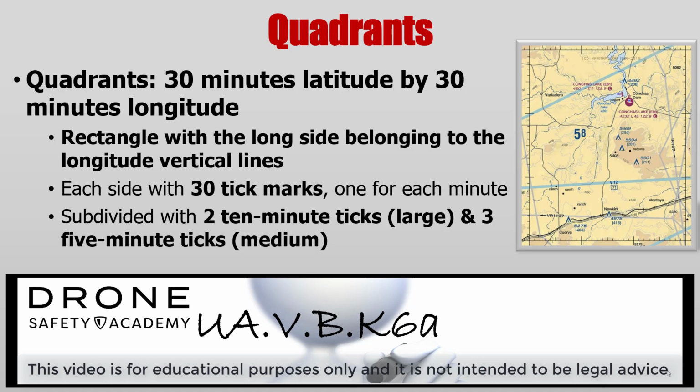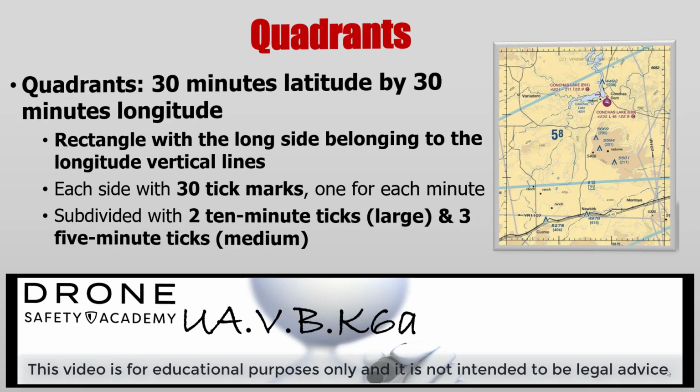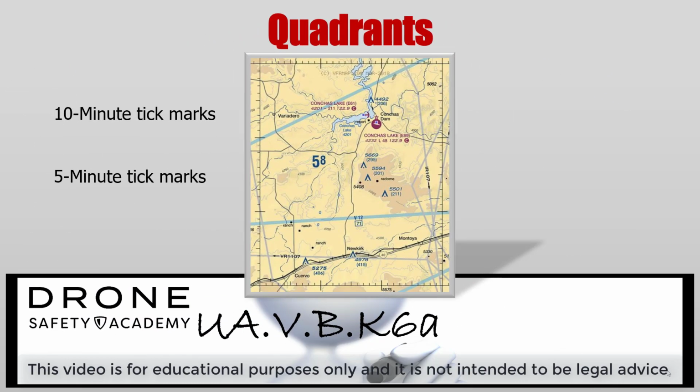VFR sectional charts are divided up into quadrants, and quadrants are 30 minutes latitude by 30 minutes longitude. They look like a rectangle with the long side belonging to the longitude vertical lines. And each side of the quadrant has 30 tick marks, 1 for each minute. They are further subdivided by 2 10-minute tick marks, which are large, and 3 5-minute tick marks, which are kind of medium. Here are the 10-minute tick marks. And here are the 5-minute tick marks.